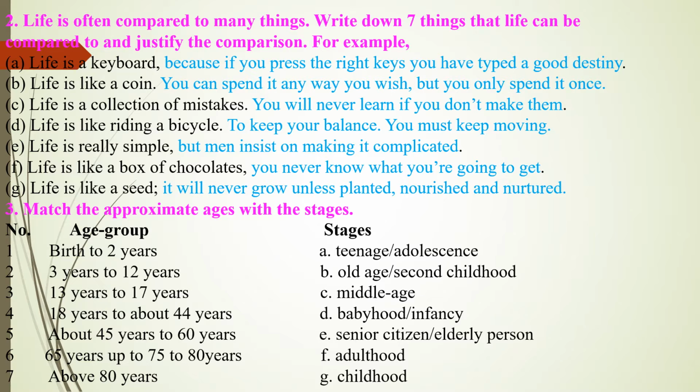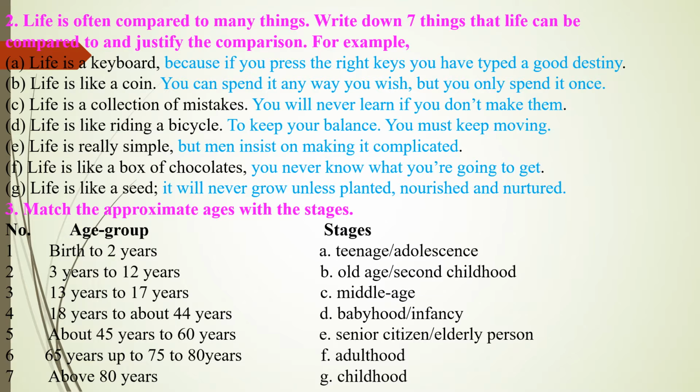Question number 2. Life is often compared to many things. Write down 7 things that life can be compared to and justify the comparison. For the first one, life is a keyboard, because if you press the right keys you have typed a good destiny. Life is like a coin. You can spend it any way you wish, but you only spend it once. Life is a collection of mistakes, because you will never learn if you don't make them. Life is like riding a bicycle, because in this you have to keep your balance. You must keep moving. That means if you are in balance you can keep moving.